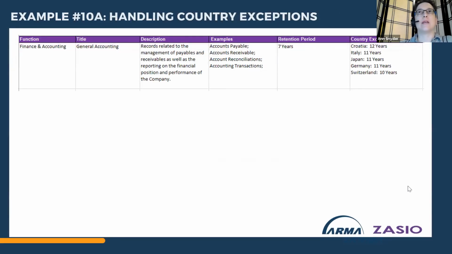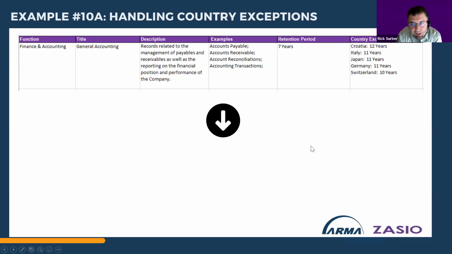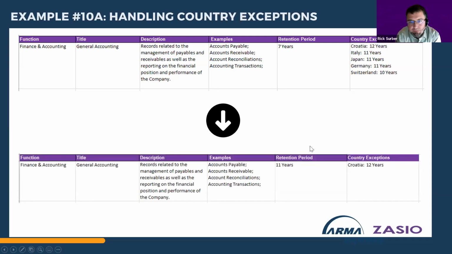So this is handling country exceptions. This is sort of that wag the dog issue that we were talking about earlier. Here we've got a mostly globalized retention schedule that lists a default retention period of 7 years for general accounting records and then lists several country exceptions. One final exercise we can take to globalize is to evaluate all the countries, evaluate the risk of over retention, and land on a strategic default retention period that limits over retention while also limiting the number of jurisdictional exceptions.